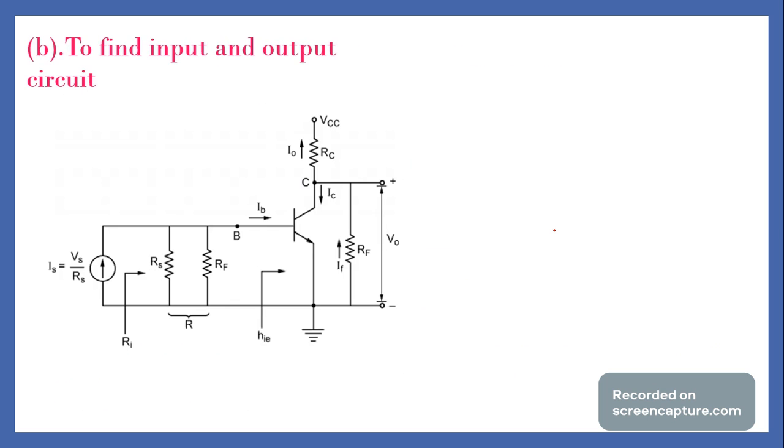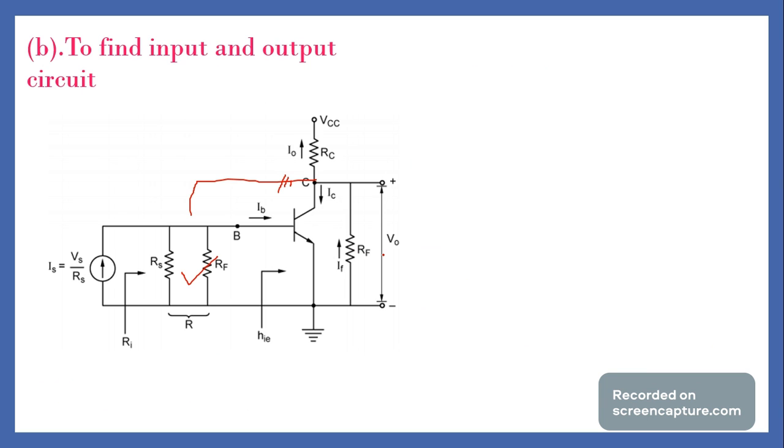First, we need to find the input and the output circuit. This RF is connected between the base terminal and the collector terminal. Whenever I want to find the input circuit, I have to make the output parameter zero. Here the output parameter is voltage. Therefore, this end will be grounded and RF will be connected between base and ground. That's why we have connected it in the input side.